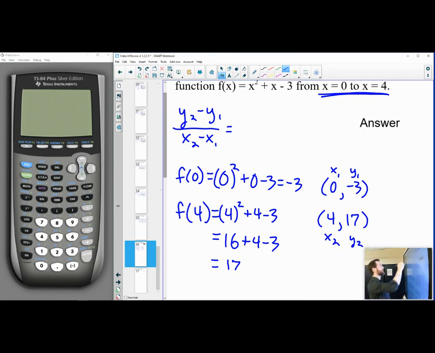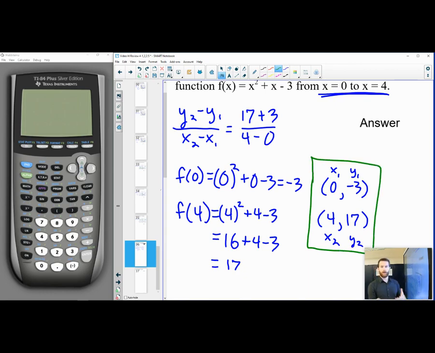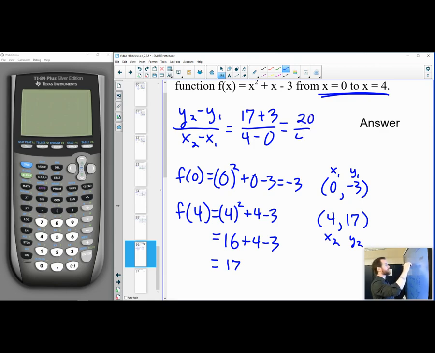Okay, so y2 is 17 minus y1. Oh, that's minus a negative 3, so it's going to be a plus 3 over x2, which is 4, minus x1 is 0. And again, just taking these right from the 2 points we found. 17 plus 3 is 20 over 4 minus 0 is 4. So we end up with an answer of 5. Check the answer key. Excellent.